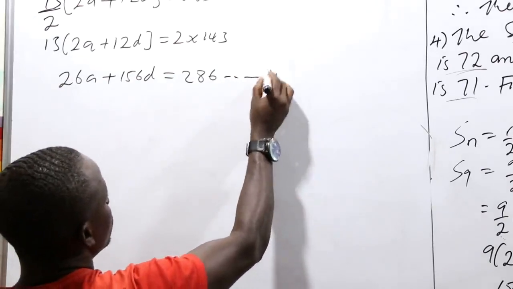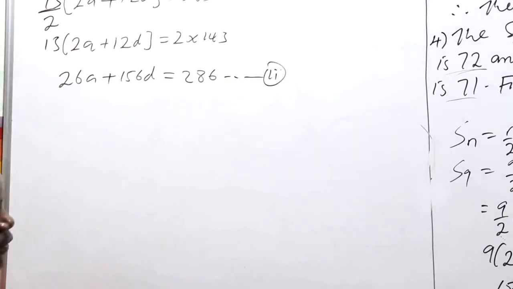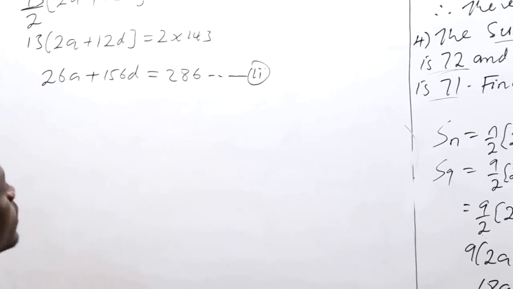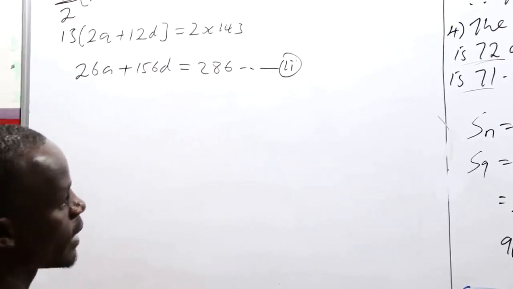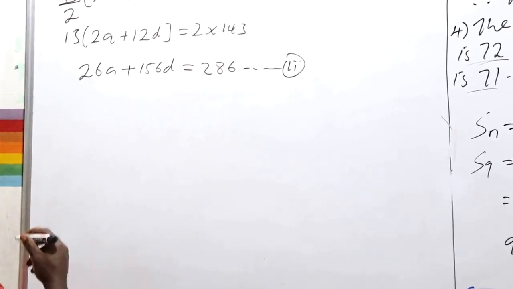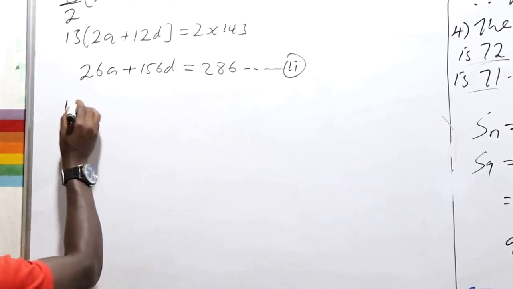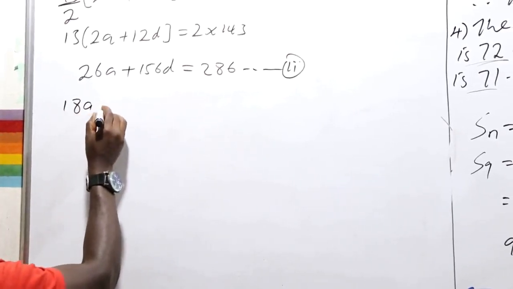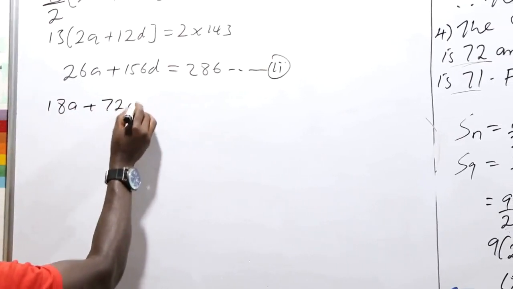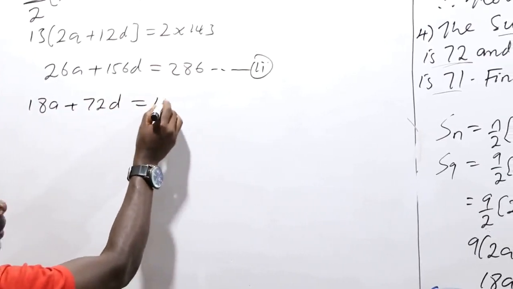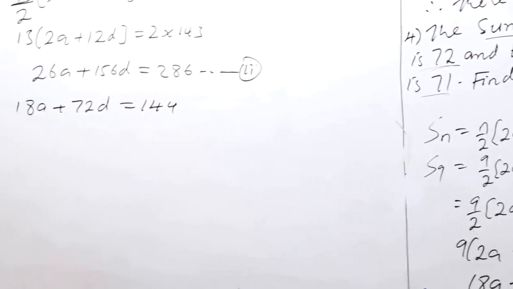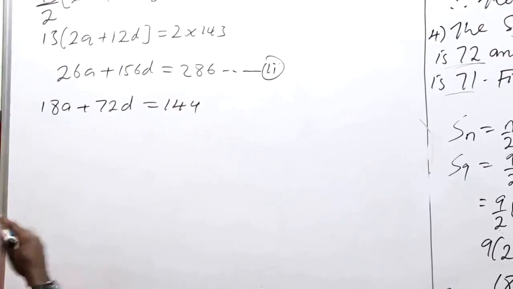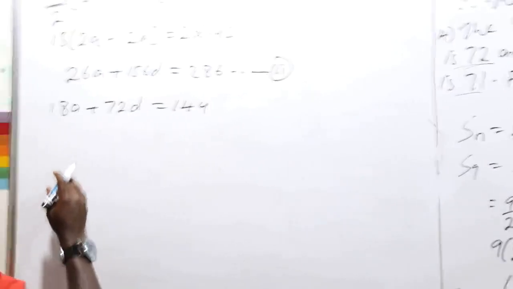And then this becomes equation 2. So we first of all have to solve for our a and our d simultaneously so that we can get the AP. So the first equation is 18a plus 72d equals 144. And this can be reduced if we divide through by 2 so that we have a small number.